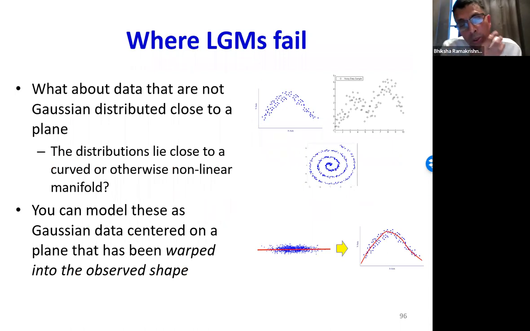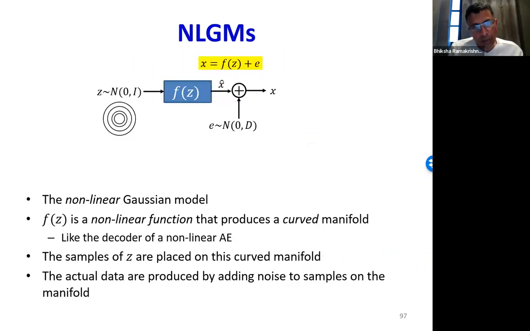But so you understand linear Gaussian models. They're modeling Gaussian distributions on a linear surface. But what if the data are not Gaussian, distributed close to a plane? What if the data have a distribution of this kind or a distribution of this kind? How would you do this, right? So in these cases, I can model this data as being some distribution that originally lay on a plane, then the plane has been warped, right?